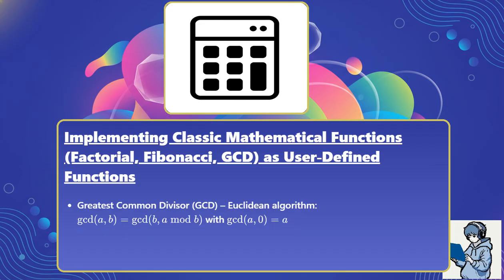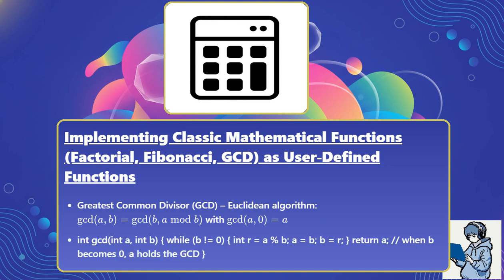Greatest common divisor, GCD, Euclidean algorithm: GCD of a, b equals GCD of b, a mod b, with GCD of a, 0 equals a. Function GCD takes int a and int b. While b not equals 0, set r to a modulo b, set a to b, set b to r. End while, return a. When b becomes 0, a holds the GCD.